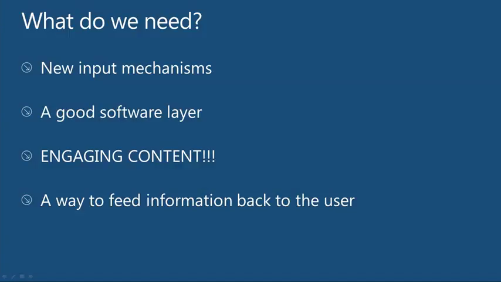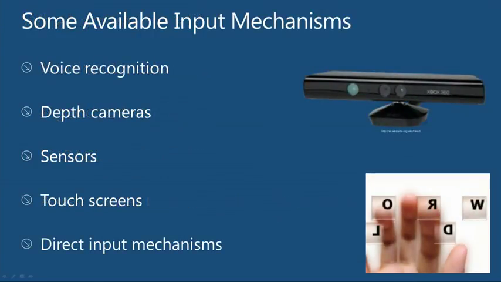So it needs to be engaging and novel. And of course, at the other end, we need a way to feed back that information to the user, so they understand that they're doing whatever they're trying to do correctly. So if we start with the input mechanisms, because as far as interacting with the computer away from the keyboard, that's the most important part. Well, it's one of the most important parts, one of the things that's going to start up anyway.